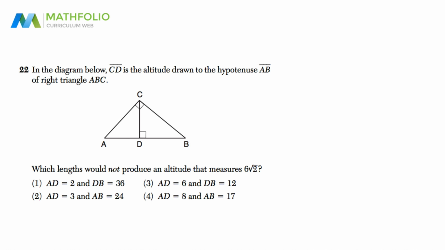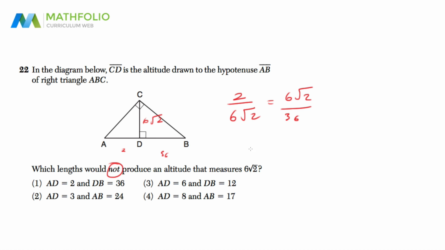Okay, here we go. This is question number 22. The altitude is drawn to hypotenuse AB of the right triangle ABC. It says, which lengths would not produce an altitude of 6 radical 2, and it wants not produce. So let's see, if AD was 2 and DB was 36, the ratio and the proportion goes 2 compares with 6 rad 2 as 6 rad 2 compares with 36.